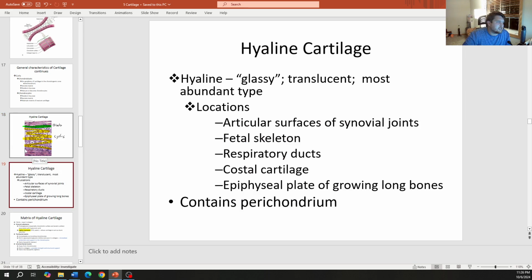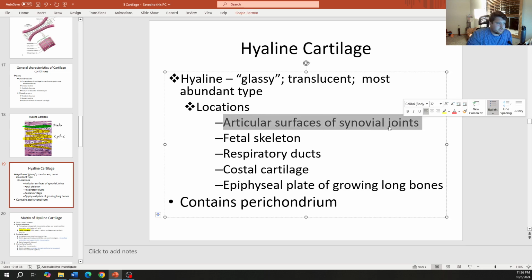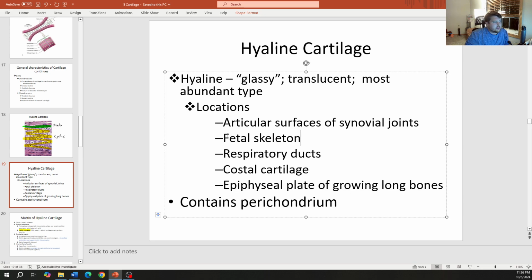So, diving into hyaline cartilage. Hyaline is glassy, translucent, and it's also one of the most abundant types of cartilage. We talk about it at the articular surface of the synovial joints. In the fetal skeleton, those bones that we talked about last week, how endochondral bone formation works, how bones are produced. Bones are first produced using hyaline cartilage, and then they are later ossified through that whole process that we talked about.